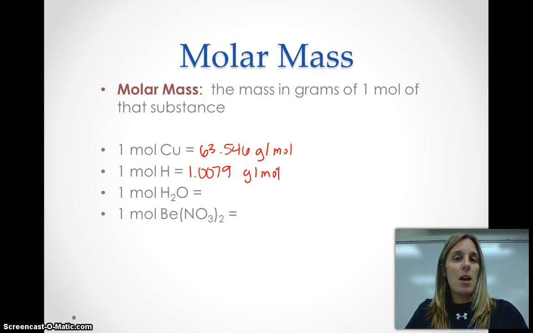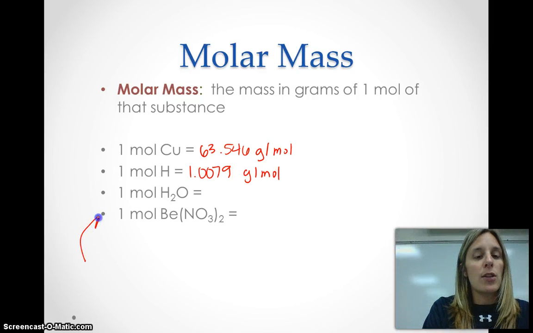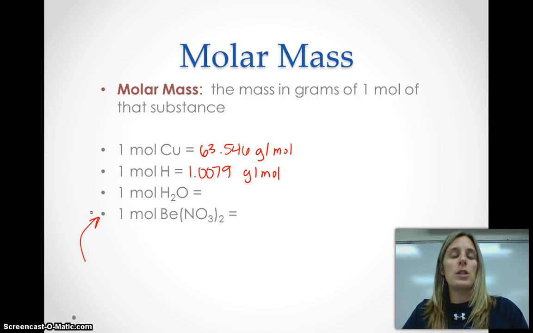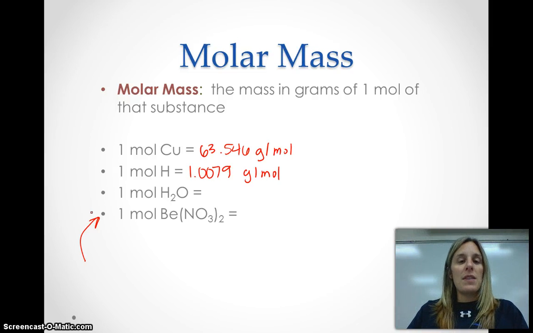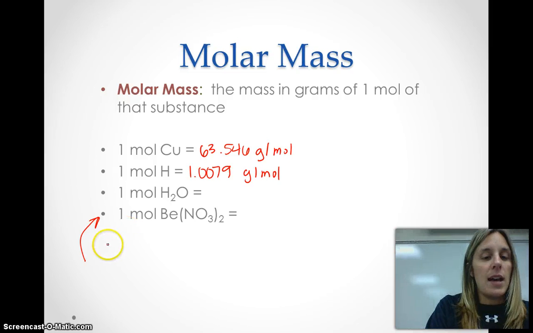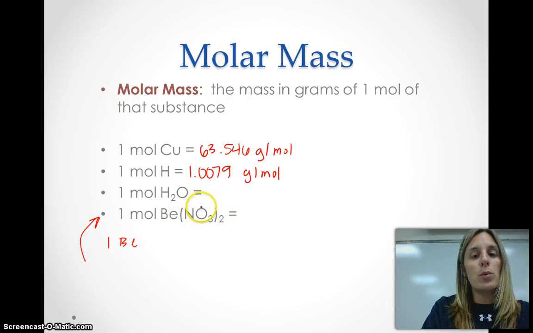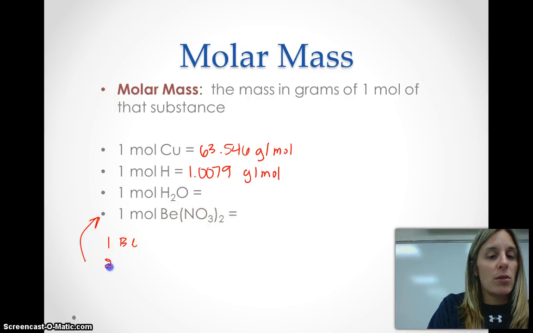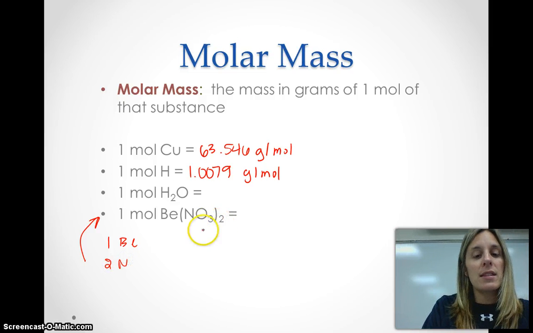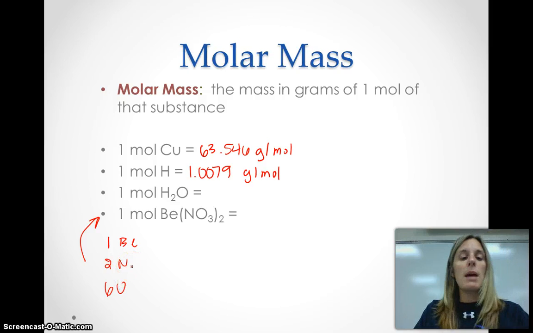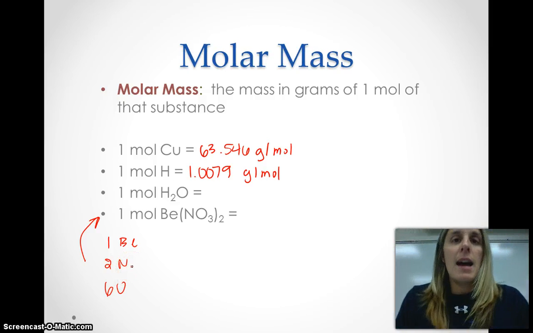If you have a complex compound, it becomes a little bit more difficult because that compound is going to entail multiple elements. So we're going to talk about how to get the molar mass of a compound using Be(NO3)2 as an example. When I'm looking at this compound, what it tells me is I have 1 Be. This 2 on the outside means I have 2 NO3s. Each NO3 is 1 N and 3 O's. So if I multiply, I have 2 of my N's in that compound, and I have 6 O's in my compound.